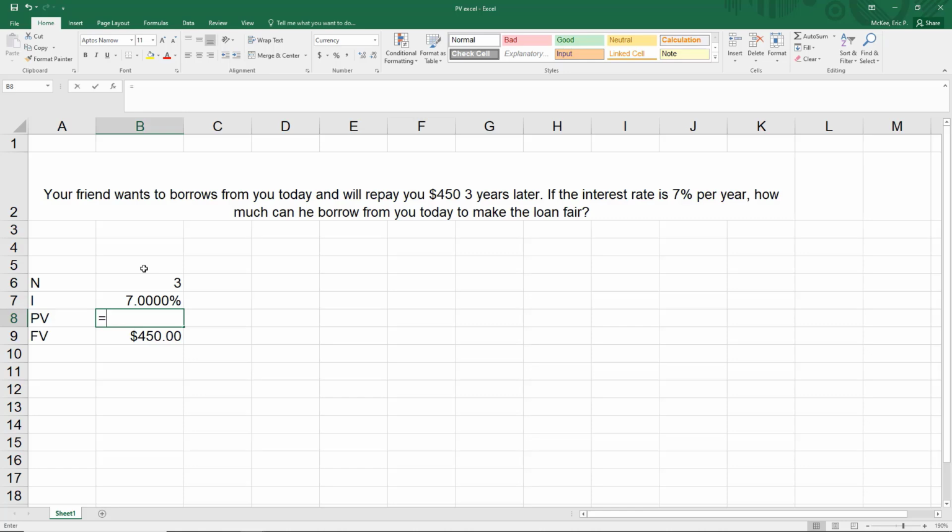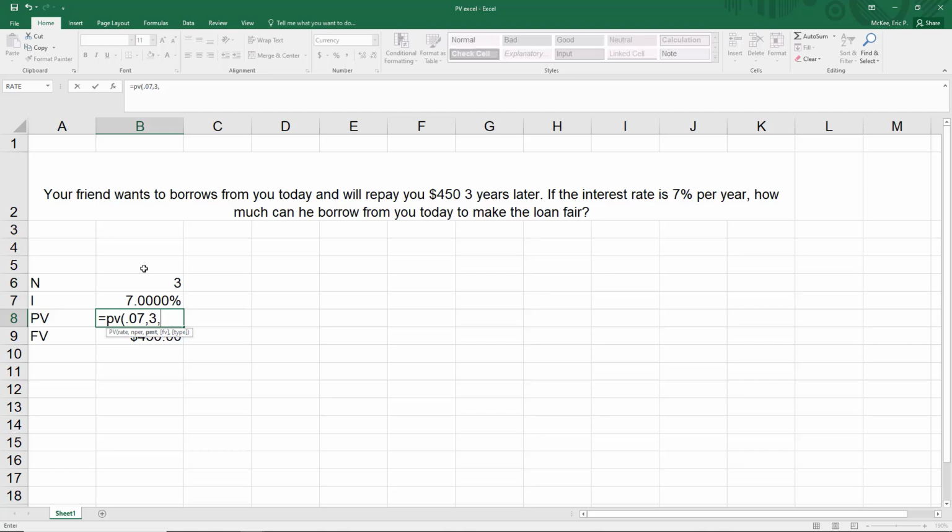We go here, we type in equals PV, open parentheses, and we now want to enter the things we just wrote down for an interest rate and so on. So our interest rate is first. For rate, we're going to have 0.07. Then Nper, which stands for number of periods, we have 3 periods.